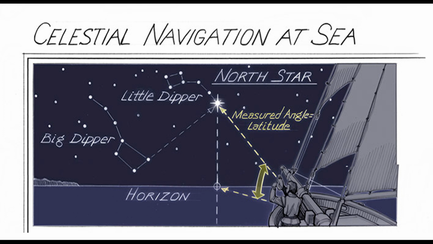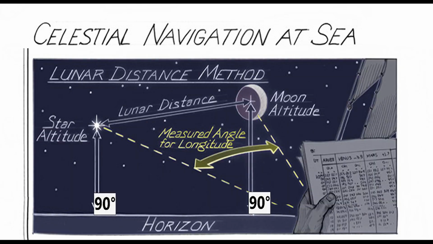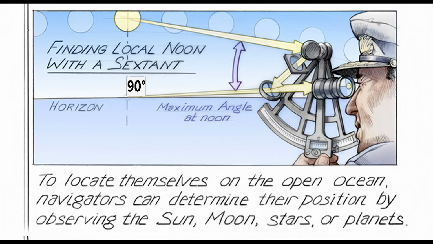The Portuguese were masters at sea. They invented the astrolabe. They had already sailed the whole world by the late 1500s. With the sextant, they measured distance using triangulation, always considering the 90 degrees angle from the horizon up to the sun, moon, or a star, and that's how they navigated the world. To locate themselves on the open ocean, navigators can determine their position by observing the sun, moon, stars, and the so-called planets.